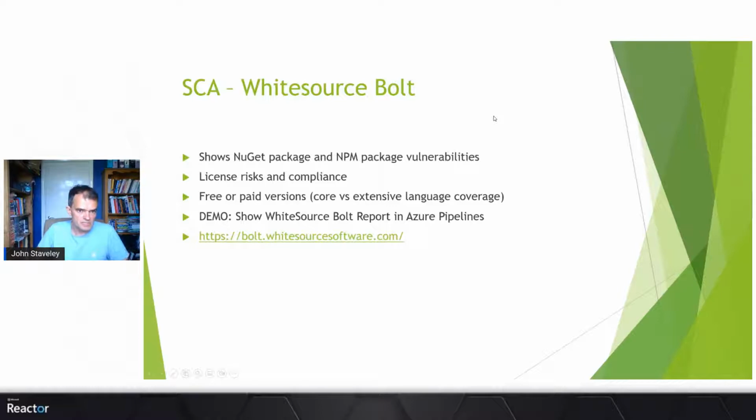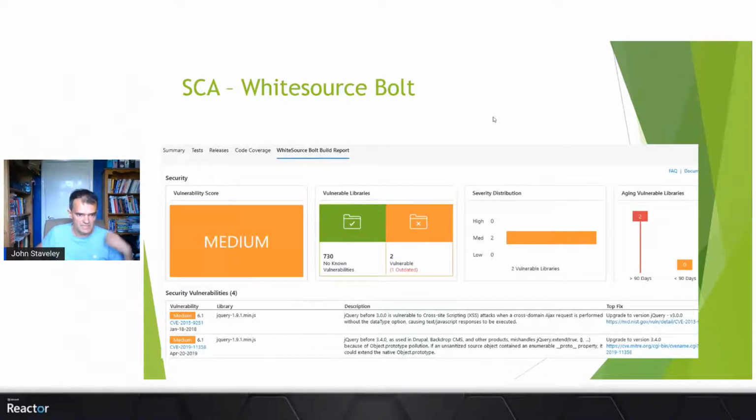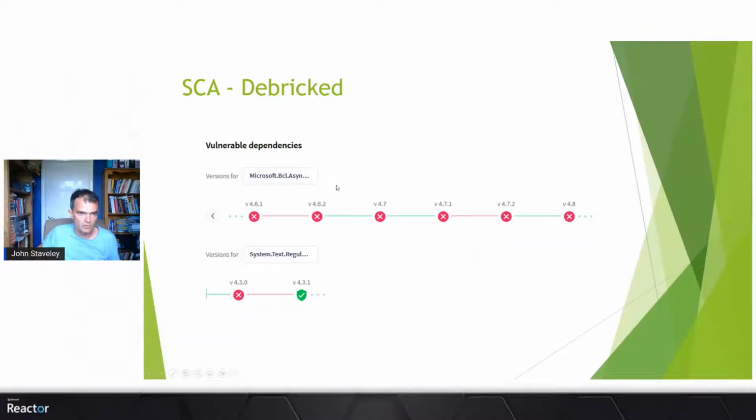So next up is the WhiteSource Bolt, which shows NuGet package and npm package vulnerabilities. Quite similar, but also covers license risks and compliance. It has free and paid-for versions, which include core or extensive language coverage. So basically the same information as before, but a lot prettier, and it gives you a nice tab within Azure DevOps with that information on. I've quite liked that one, used that before.